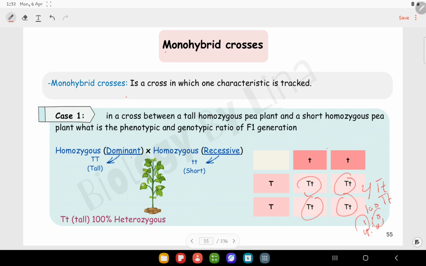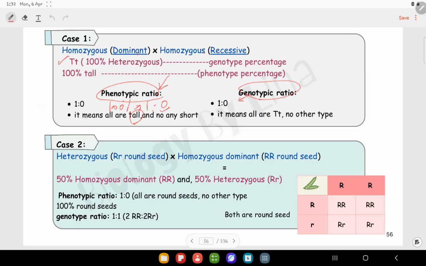and 0% short. This is for the genotype. We focus on the capital T small t. We can't say, sorry, tall or short. We say only all of them are capital T small t, which is heterozygous. So this is the genotypic ratio, 1 to 0. It means 100% all of them are capital T small t and no other type.